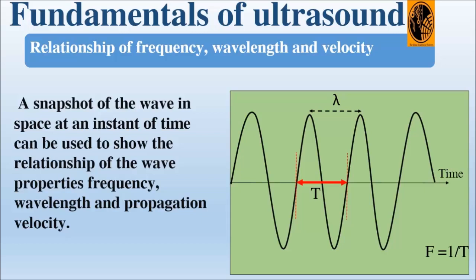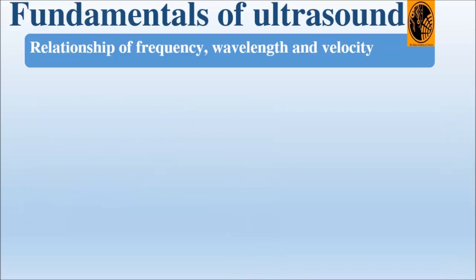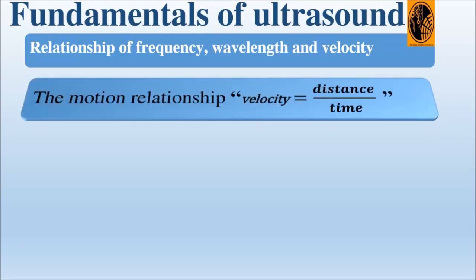And the frequency is defined as 1 divided by T. And we will represent the velocity in this direction. So to understand the relationship between frequency, wavelength and velocity, the key is to use the motion relationship, which is velocity equals distance divided by time.